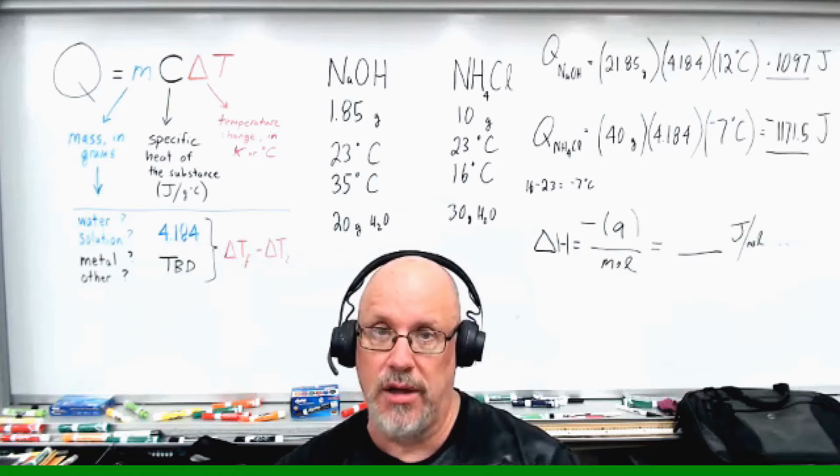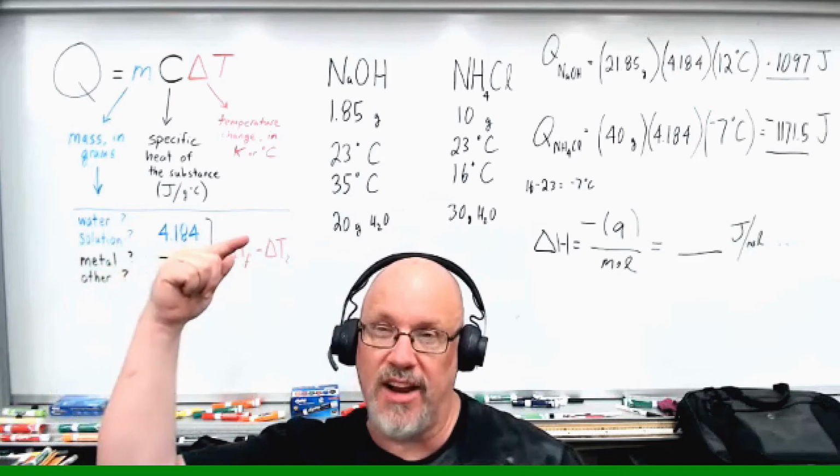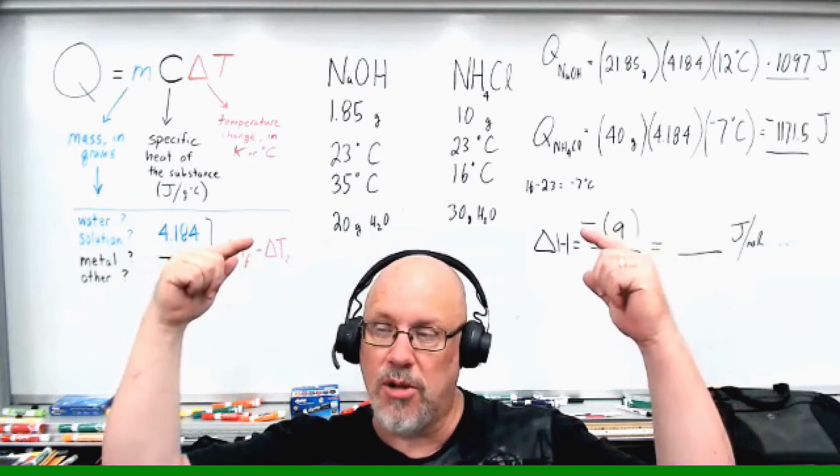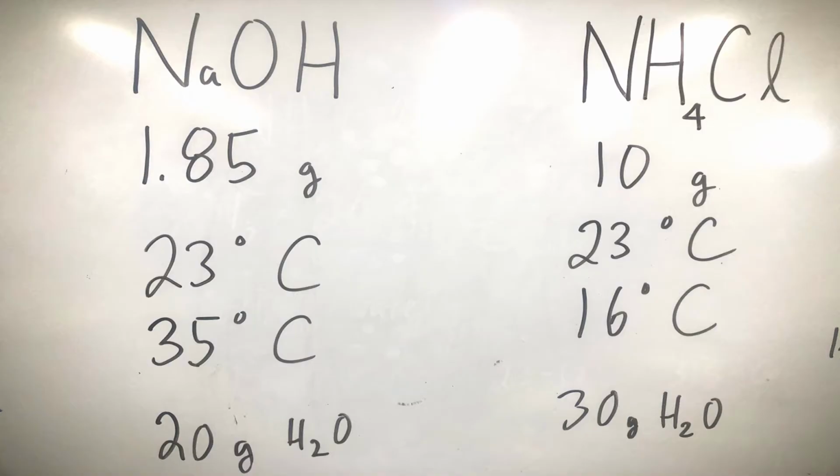Now, what does this have to do with our lab heat of solution? Well, just this. We're going to make 2 separate solutions. One of these solutions is sodium hydroxide, and the other solution is ammonium chloride. And so we have examples here of how we're handling the math. We have an amount in grams for each one. For the sodium hydroxide, it's 1.85. For this ammonium chloride, it's 10. And we have slightly different amounts of water, 20 versus 30 grams, and we have changes in temperature. One reaction is endothermic and one reaction is exothermic.